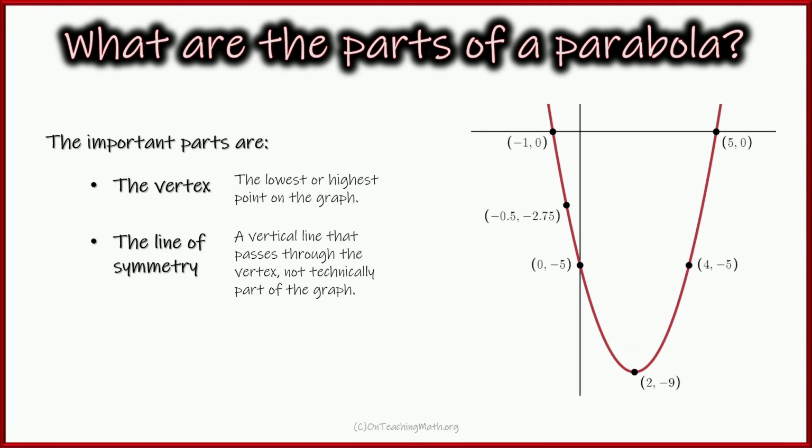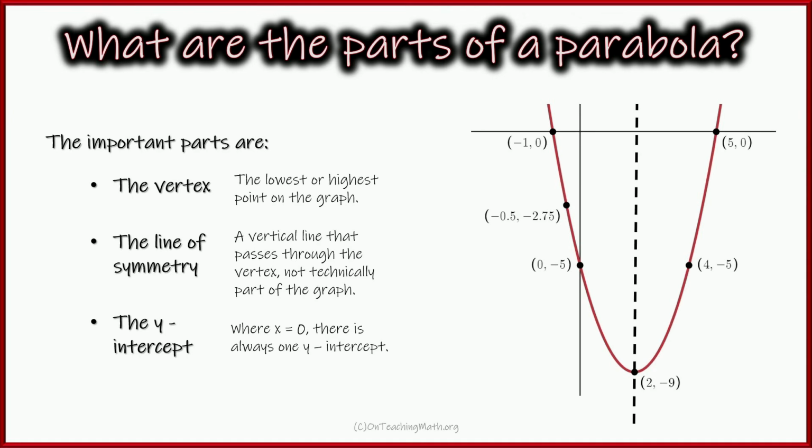Now, through the vertex is this very important feature called the line of symmetry. It's actually not part of the graph because it's not got solutions on it, except for right here. It's a feature of the graph, kind of like the y-intercept and the x-intercept are features of the graph. But the line of symmetry is kind of like the mirror. On the left is a reflection of what's on the right. There's some symmetry here that's really cool. The line of symmetry passes vertically right through the vertex.